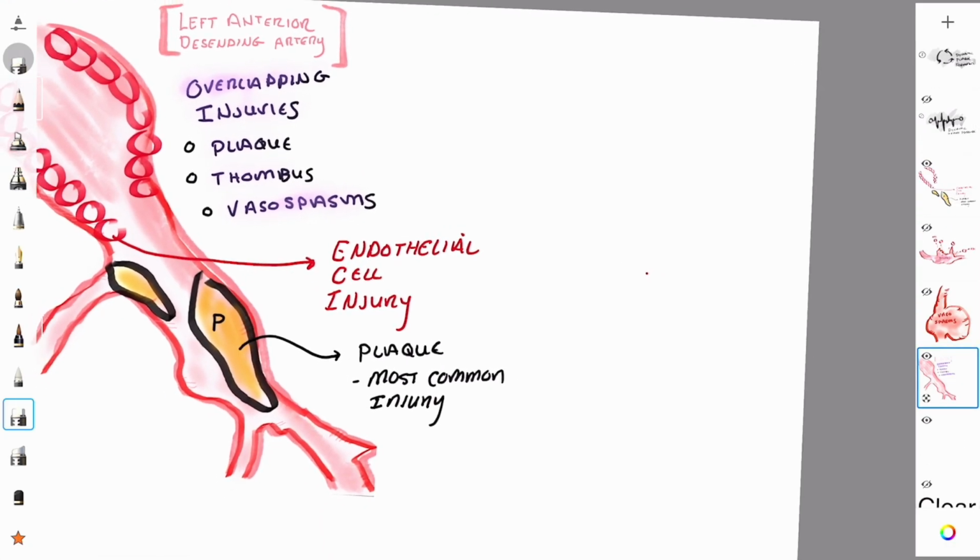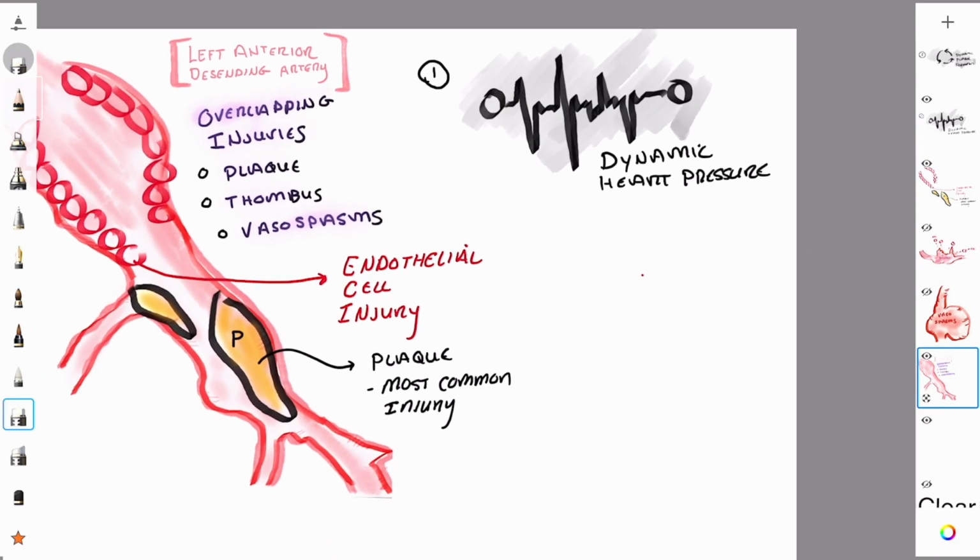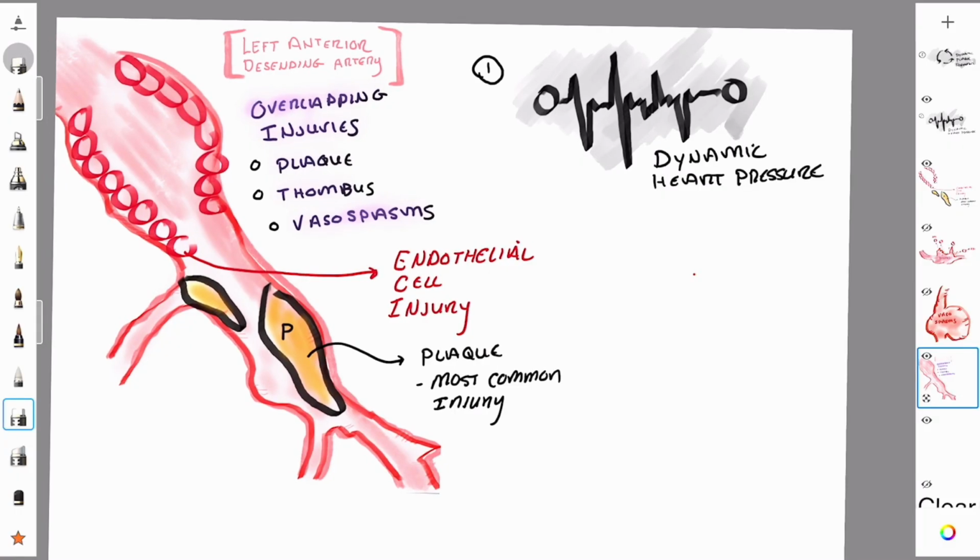So first and foremost, we will have dynamic heart pressure. So when we have these overlapping injuries, heart pressure, atrial pressure, ventricular pressure, aorta pressure, preload, afterload, ejection fractions, all of these things are going to be impacted by the presence of this plaque, the plaque interacting with endothelium, the endothelium causing dysfunction, which is then going to impact the myocardium, right? So all of these things are overlapping injuries. They're all associated with each other.